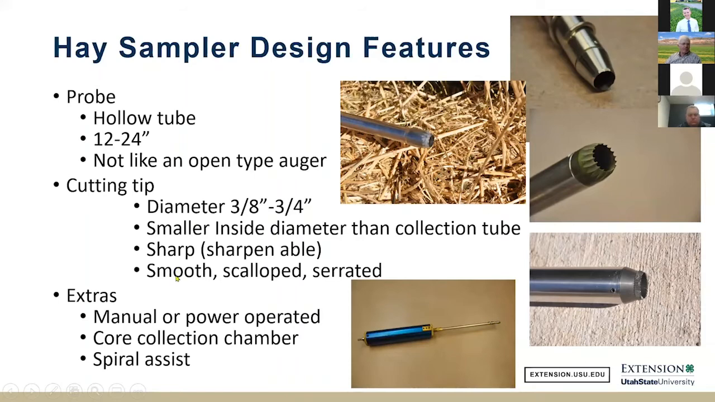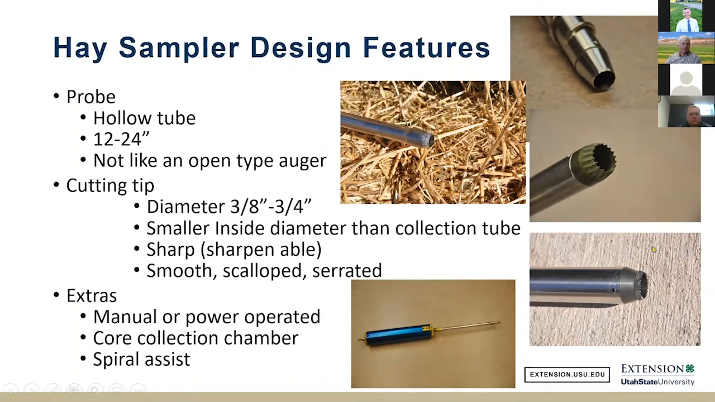Extra features that make the chore a lot easier include a drill-operated sampler that you can run in and out of the bale fairly quickly. Having a collection chamber, like the blue collection chamber on the Star sampler in the middle right, helps too. Many of them will hold up to about 20 cores, which is the standard. That makes the job a lot easier.